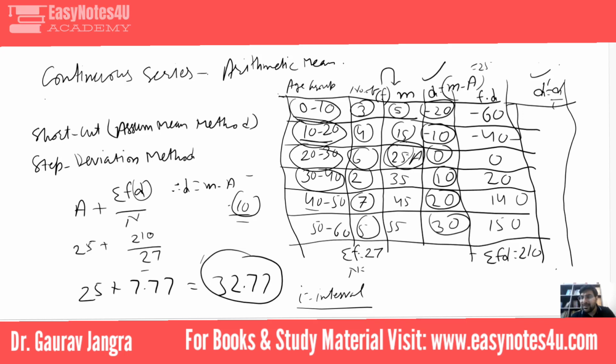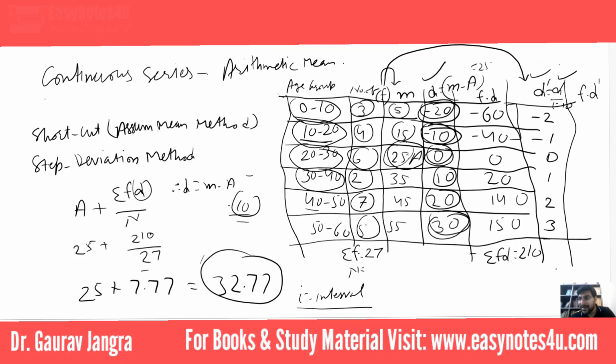So divide each and every value of d by 10, as I is equal to 10. So minus 20 divided by 10 is minus 2, minus 10 divided by 10 is minus 1, 0 divided by 10 is 0, 10 divided by 10 is 1, 20 divided by 10 is 2, 30 divided by 10 is 3. Now you can make the total, and first of all you have to multiply the frequency with d dash. So f into d dash.